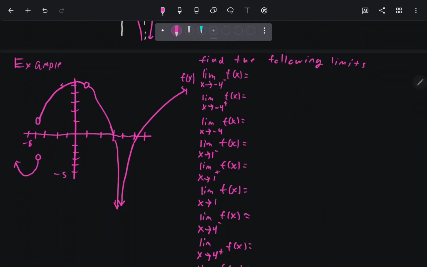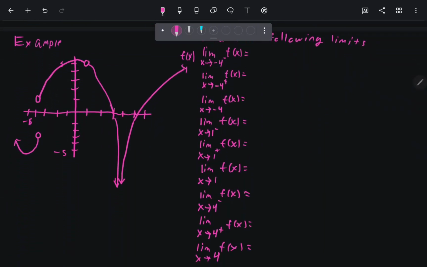I have one last problem for us to work out, and by that I mean not like 9 problems, but I'll give you a moment if you want to work these yourself. Alrighty, let's work them together. The limit as x approaches -4 from the left approaches about -3. And as it approaches -4 from the right, it approaches about 1. So the limit as x approaches -4 does not exist.